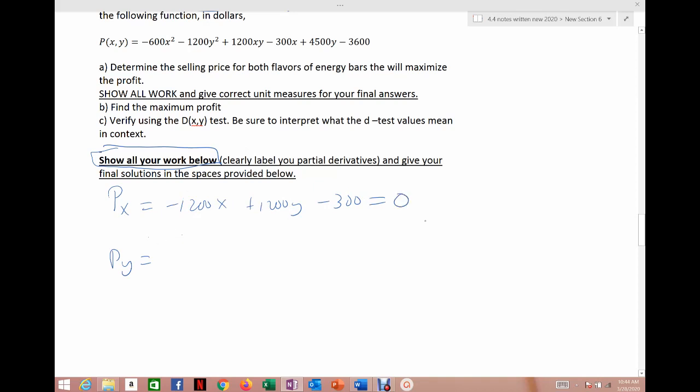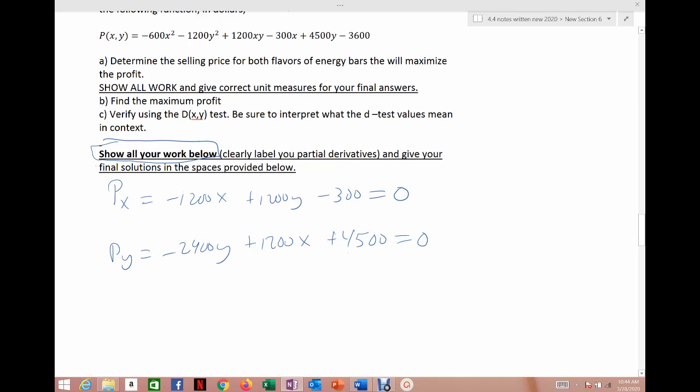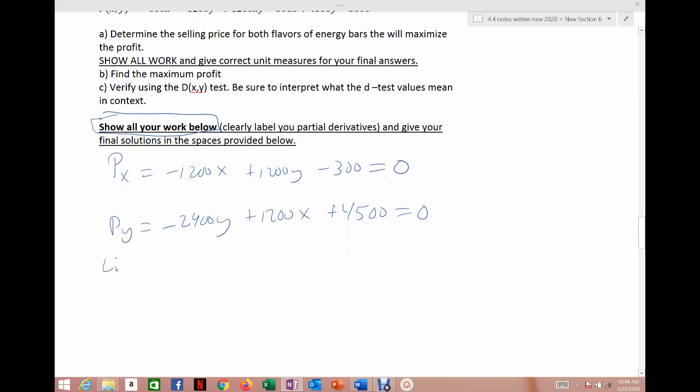There's my first order derivative with respect to x. Now with respect to y: -2400y plus 1200x plus 4500 equals 0. It is the linear case, which means I can use a matrix. If it's the linear case, the first step we do is rewrite it in standard form.